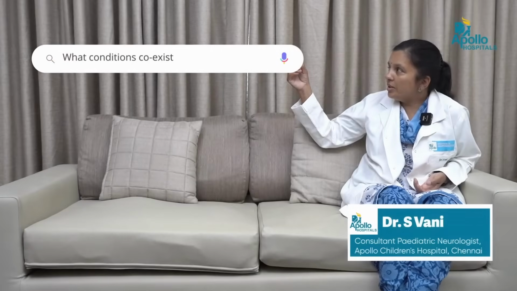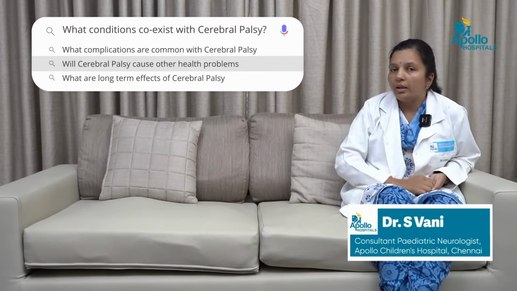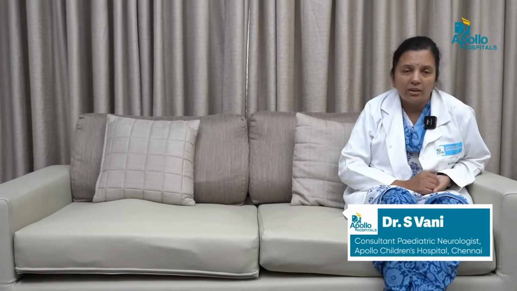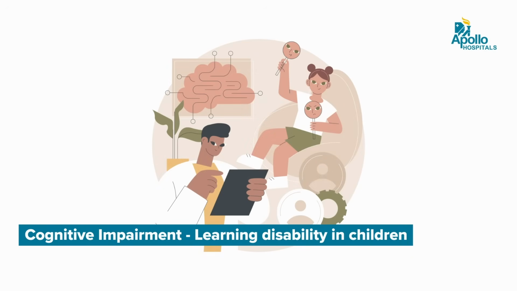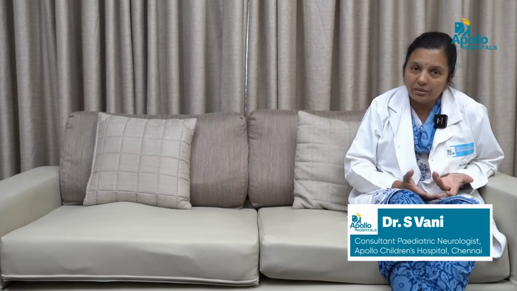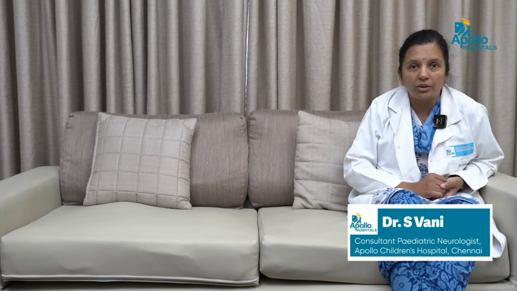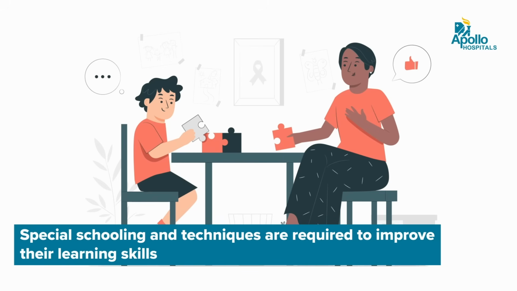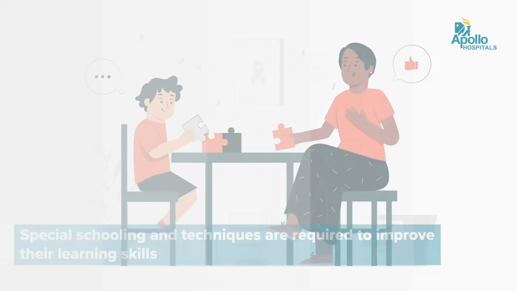So, what conditions coexist with cerebral palsy? Cerebral palsy is not a standalone condition. Often you do have problems that coexist with cerebral palsy. The common problems that we come across are, one, cognitive impairment. These children do have some degree of learning difficulties. I do not like the term mental retardation, so I use the term cognitive impairment. These children may require some kind of special schooling to improve their learning skills.